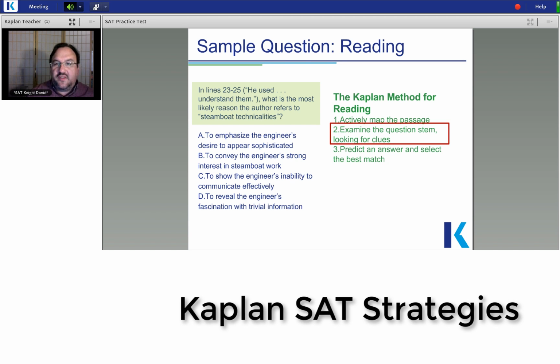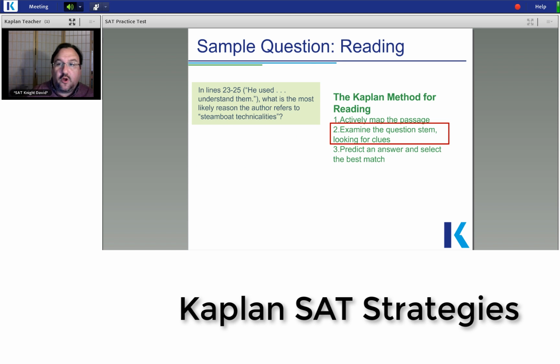Then we're going to look at the question stem, which is going to be this portion. When we say question stem, it's the part before the answer choices, okay? We're going to look at that. And we're not even going to look at these answer choices. We're going to cover them up with a block, with our hand, because we don't want to see them. We want to predict the answer. We want to come up with it before.